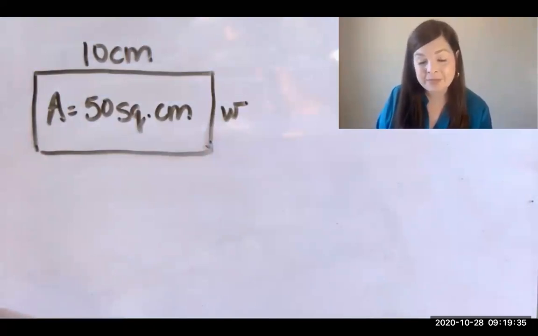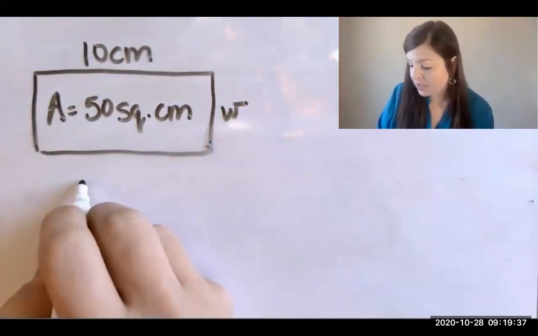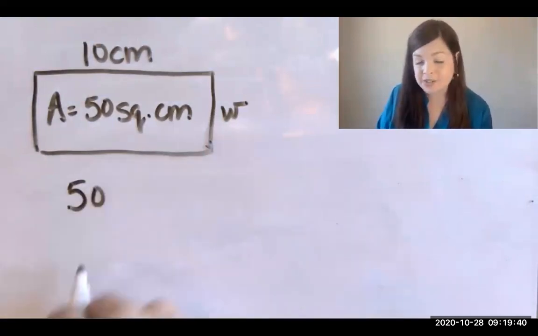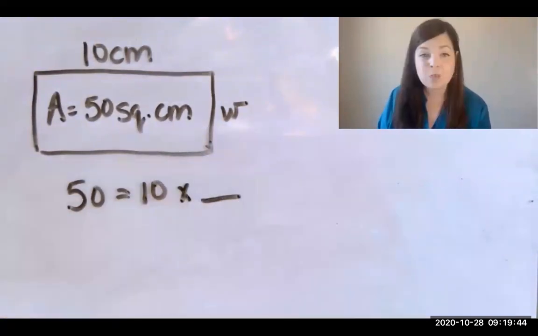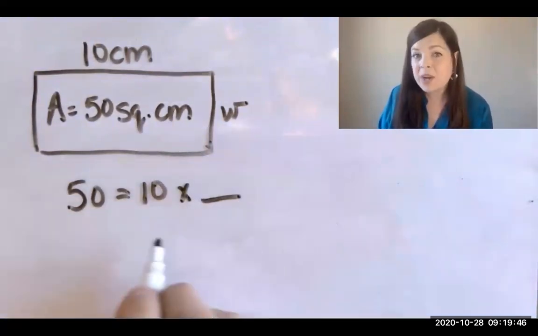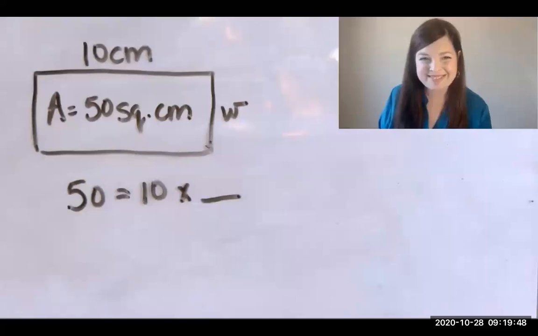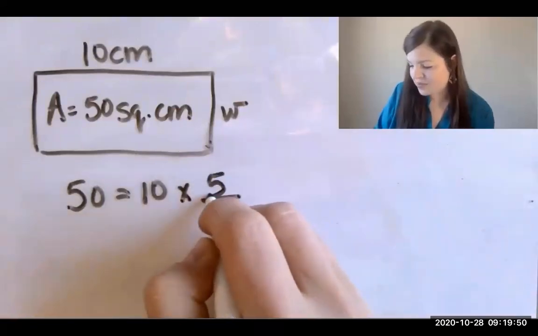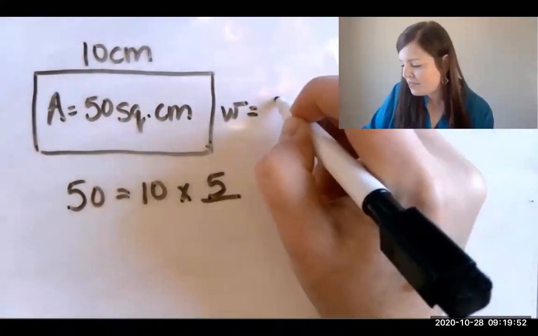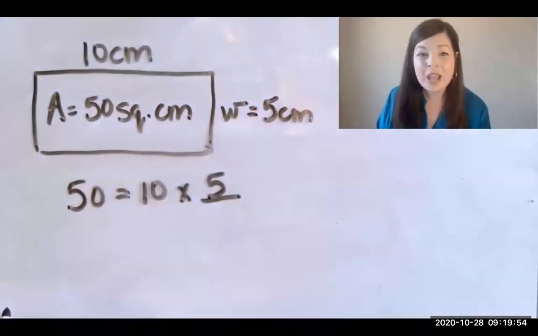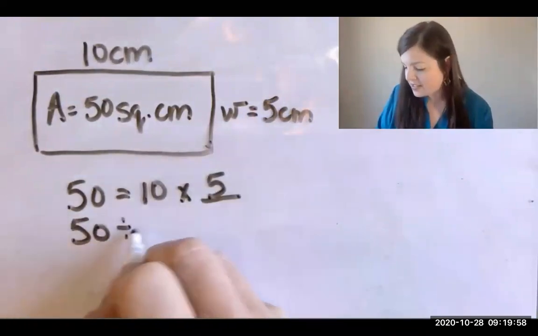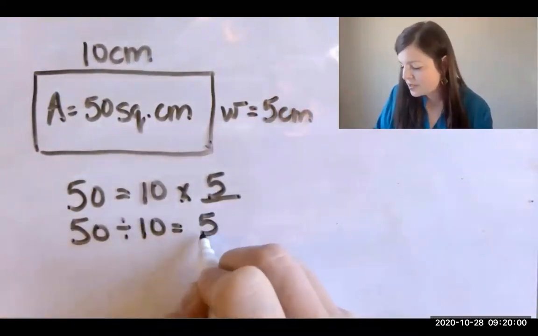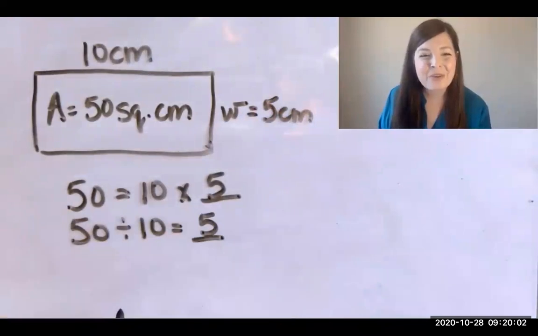If we use the area formula to find the width, we could think 50 square centimeters is equal to 10 centimeters times whatever the width is. So what times 10 equals 50? 5 times 10 equals 50. So the width equals 5 centimeters. We could also use division to think about this. 50 divided by 10 equals 5. So again, the width is 5 centimeters.